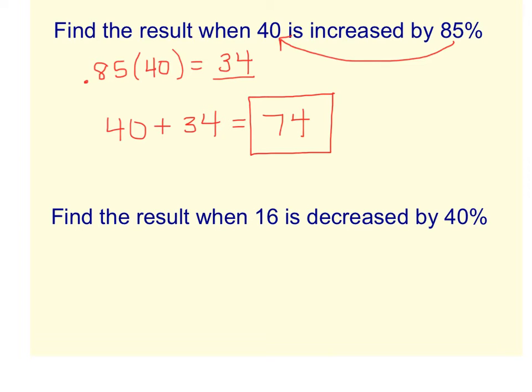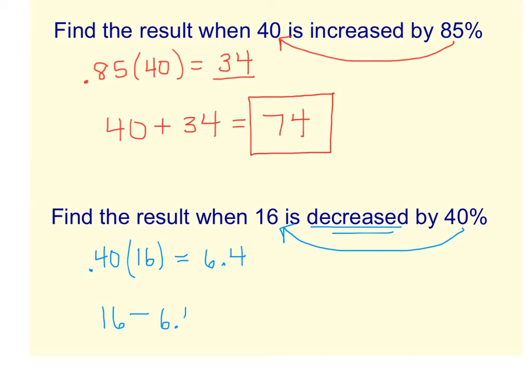Next example, find the result when 16 is decreased by 40%. So what is 40% of 16? Let's figure that out first. So 40% as a decimal, 0.40, multiply it by your 16, and you get 6.4. So go back to the original. 16 is being decreased by 40%. So decrease means let's subtract by 6.4, and we get 9.6 for our final answer.